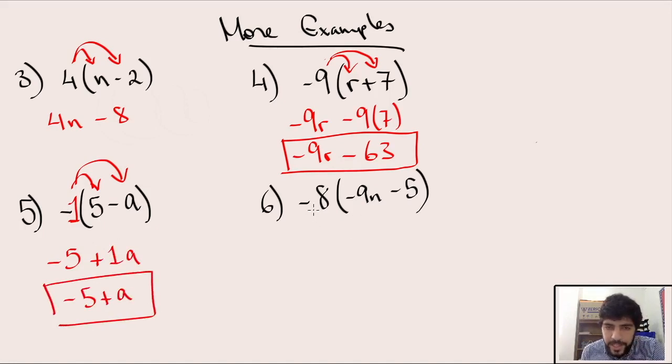Last one, negative 8 times negative 9n. So again, we're multiplying with both. And then negative 8 times negative 5. So negative times negative, you would get positive 72n. And then negative times negative again is going to be positive 40.